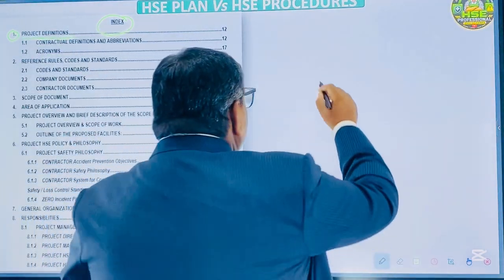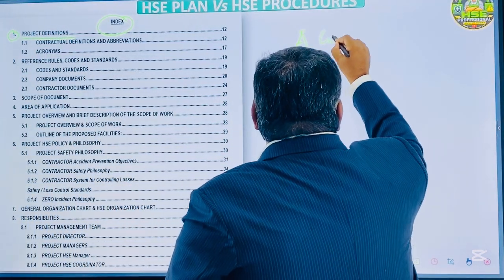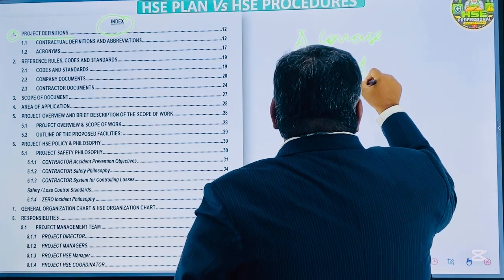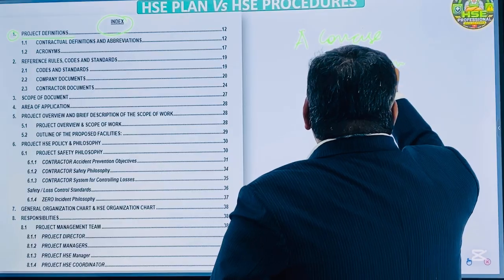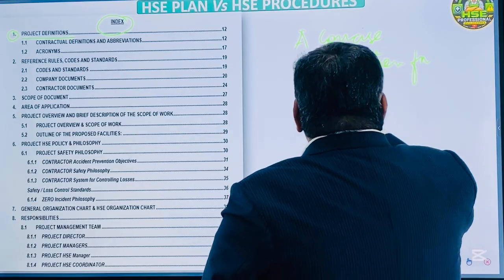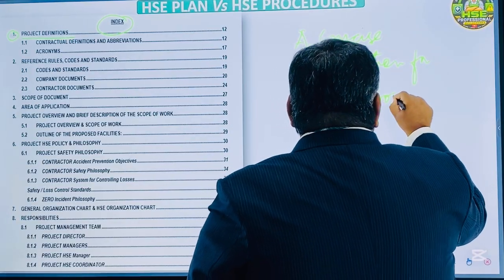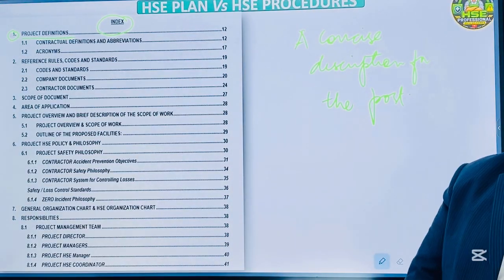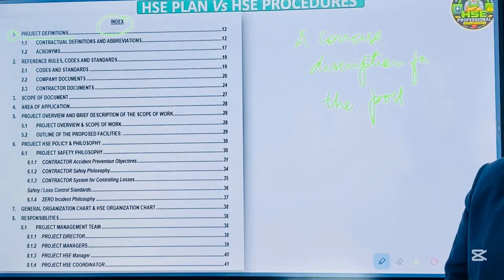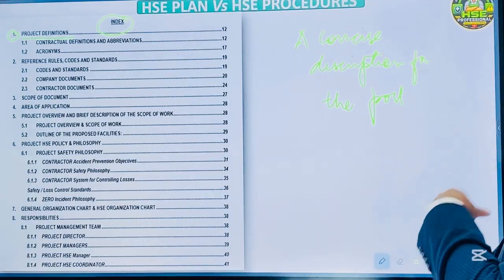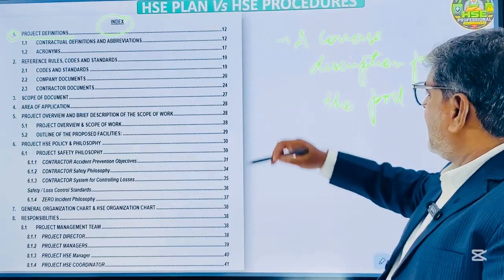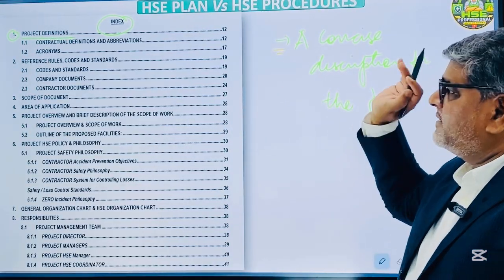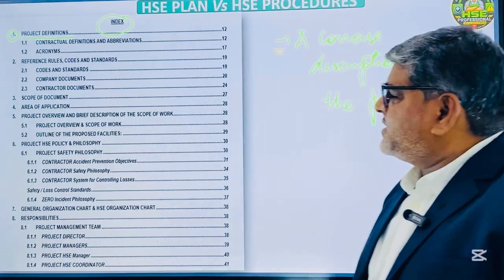We need to describe a concise description for the project. Okay, what is concise? Like, what type of project it is, what we have to do, brief descriptions about the project need to be mentioned there. So this is called concise information. Then contractual definitions and abbreviations.